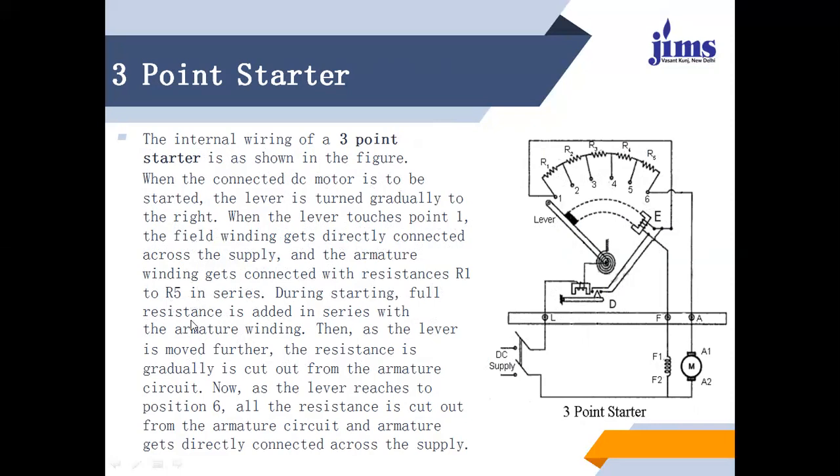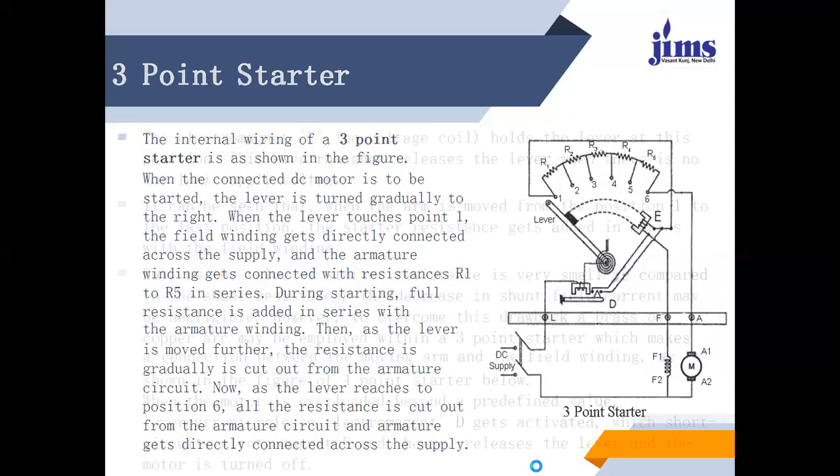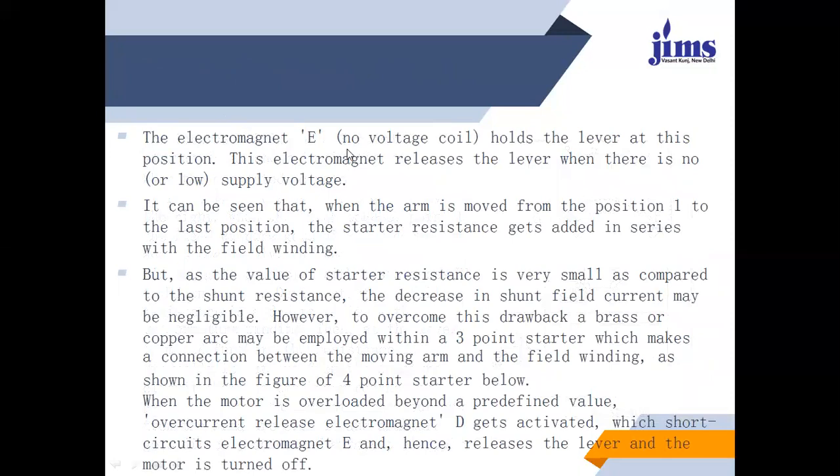During starting, full resistance is added in series with the armature winding. Then as the lever is moved further, the resistance is gradually cut out from the armature circuit. Now as the lever reaches position 6, all the resistance is cut out from the armature circuit and the armature gets directly connected across the supply. The electromagnet E, the no-load coil, holds the lever at this position. This electromagnet releases the lever when there is no supply voltage.